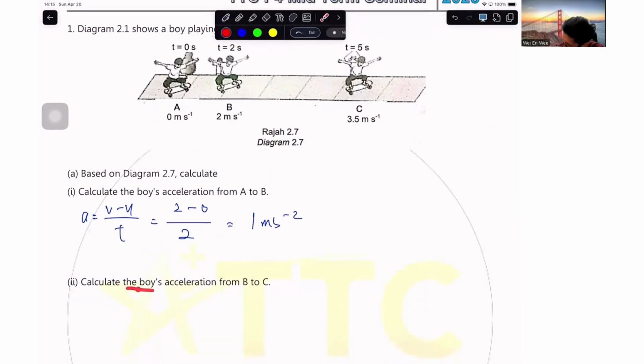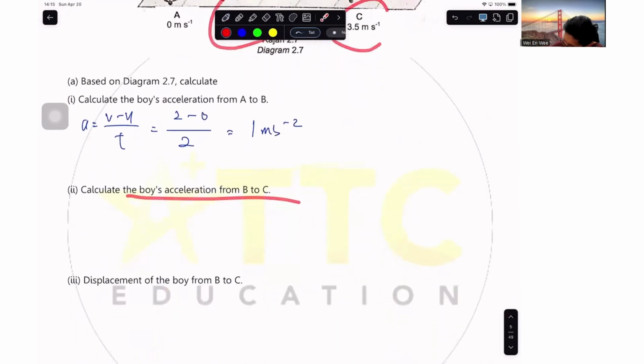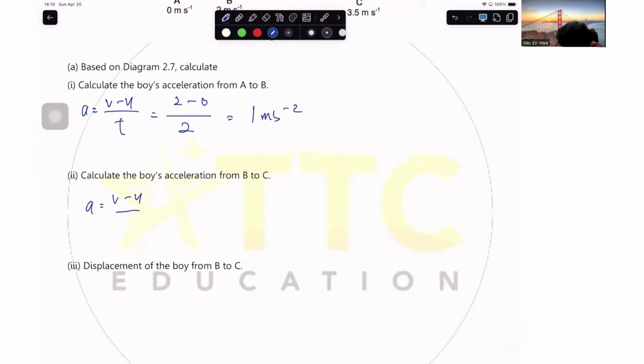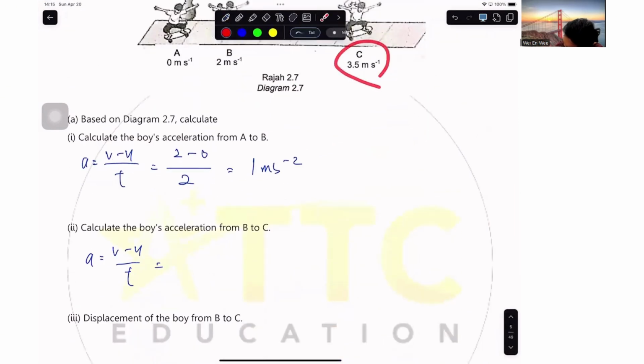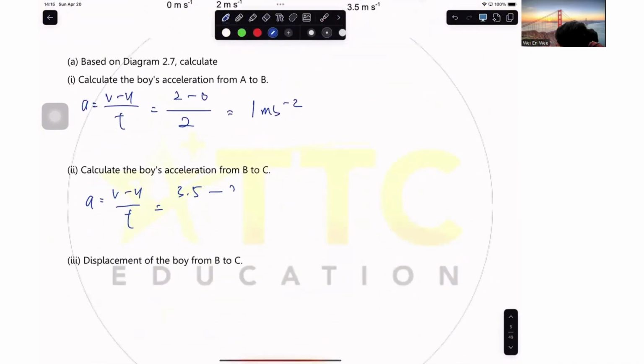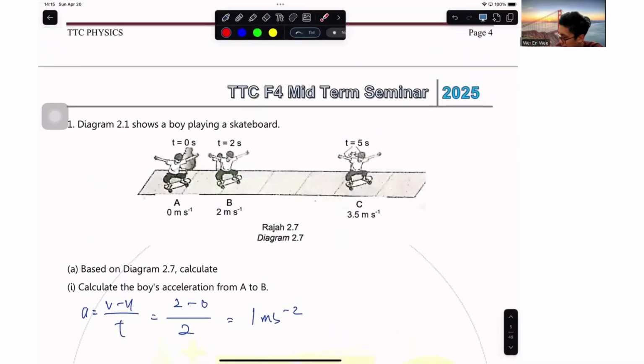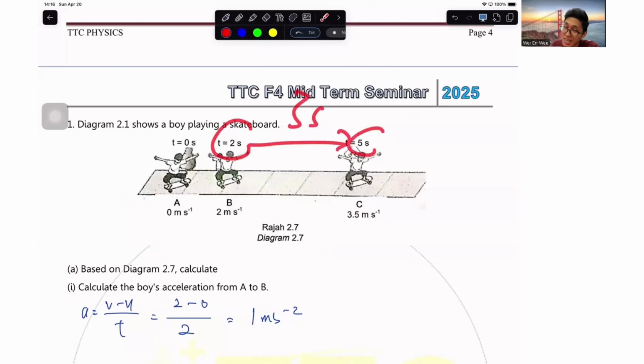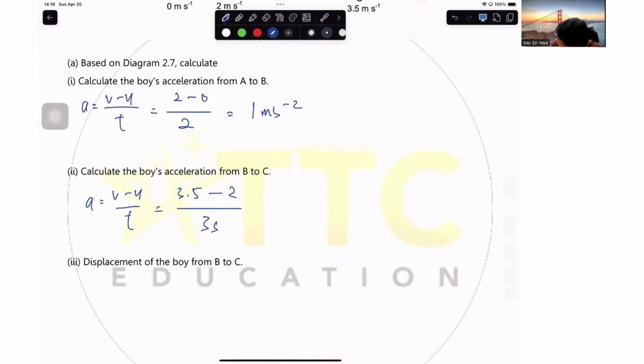Next one. Calculate the boy's acceleration from B to C. Same thing. a equals v minus u over t. Final velocity is 3.5 minus initial velocity 2, divided by the time. Now, don't go and write 5. The time is the time taken from B to C. It's supposed to be from 2 to 5, which is 3 seconds. So you put 3 seconds. This is 1.5 divided by 3, which is 0.5.